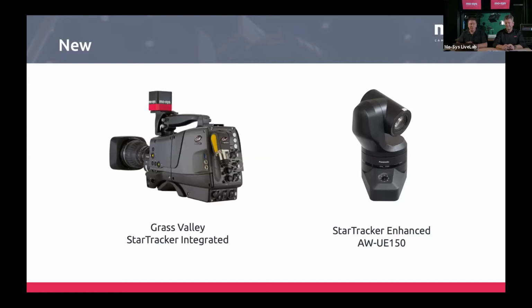On top of that, we have now OEM StarTrackers that other manufacturers build into their products, and that is Vinten, Shotoku, Telemetrics, and more are thinking about it. So it becomes an industry standard and something you can trust and rely on.